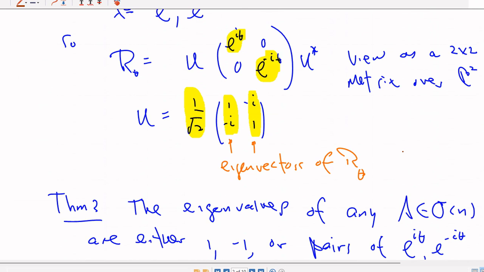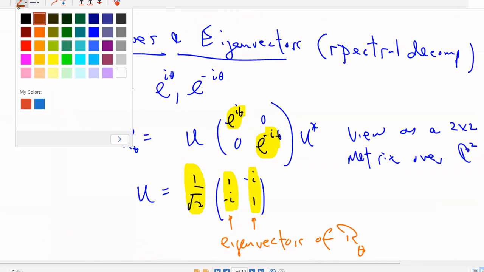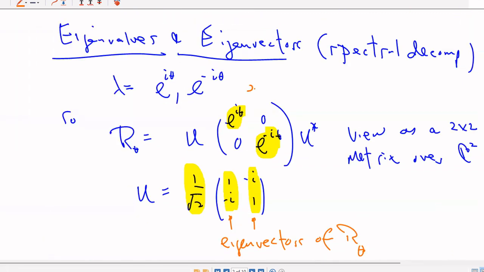I have a sneaking suspicion that this whole thing is going to be useful. And so this is the spectral decomposition you're saying of R of theta, right? That's right. It's the eigenvectors, then the eigenvalues on the diagonal, and then the adjoint. And so these are the eigenvalues of the eigenvectors of R theta. We're making progress. It's exciting.